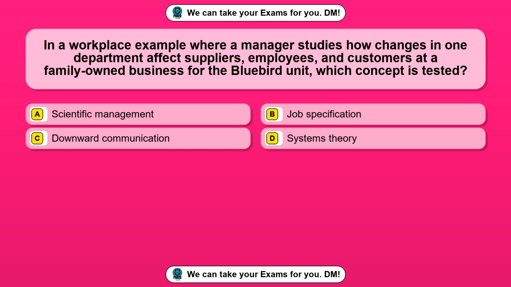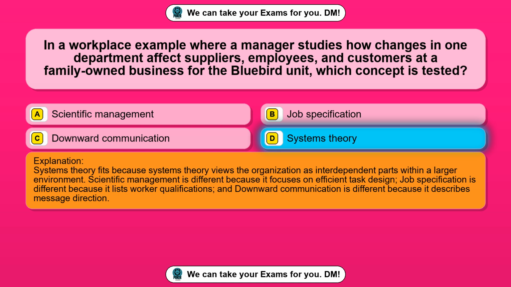Question 58. In a workplace example where a manager studies how changes in one department affect suppliers, employees, and customers at a family-owned business for the Bluebird unit, which concept is tested? Option A, scientific management. Option B, job specification. Option C, downward communication. Option D, systems theory. The correct answer is option D, systems theory. Systems theory fits because systems theory views the organization as interdependent parts within a larger environment. Scientific management is different because it focuses on efficient task design. Job specification is different because it lists worker qualifications, and downward communication is different because it describes message direction.